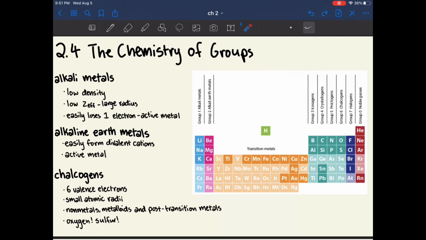The chalcogens include some nonmetals, some metalloids, and some post-transition metals, which just means that they're metals, but they're past the transition metals. The transition metals are the orange elements here. The chalcogens include oxygen and sulfur, which are very biologically important elements. Like you see oxygen everywhere in biology, and sulfur is very common as well.